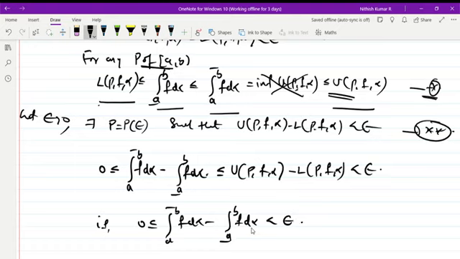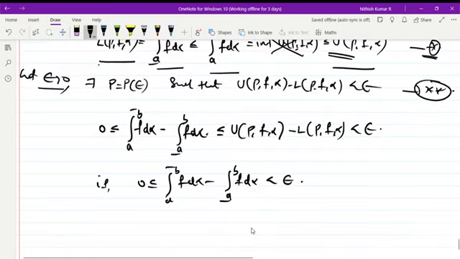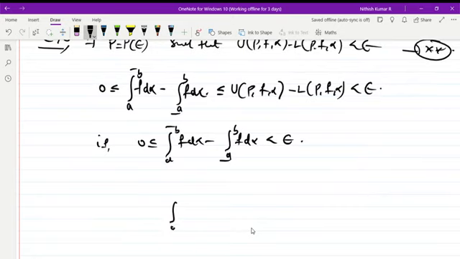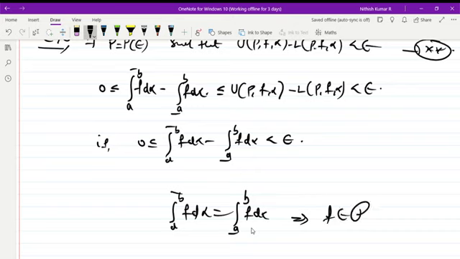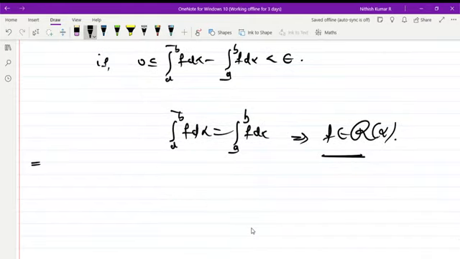Now since this epsilon greater than 0 is arbitrary, that is, since this holds for every epsilon greater than 0, we must have the lower and upper Riemann-Stieltjes integrals equal. This implies that f belongs to R of alpha, that is, f is Riemann-Stieltjes integrable. Hence the converse part. So now let's see the direct part.